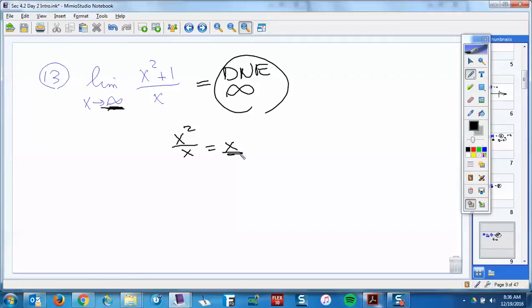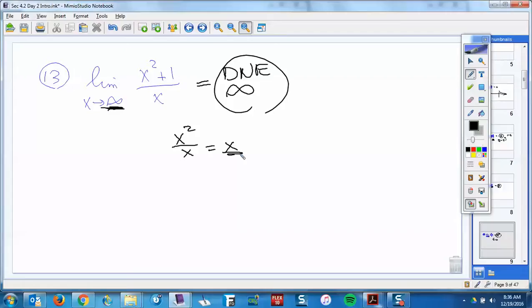Now, I don't need to see this work right here. You can just look at that and say, hey, the top's got a square in it. It's getting big a lot faster than the bottom is getting big. So this is just going to infinity, and that'd be fine.